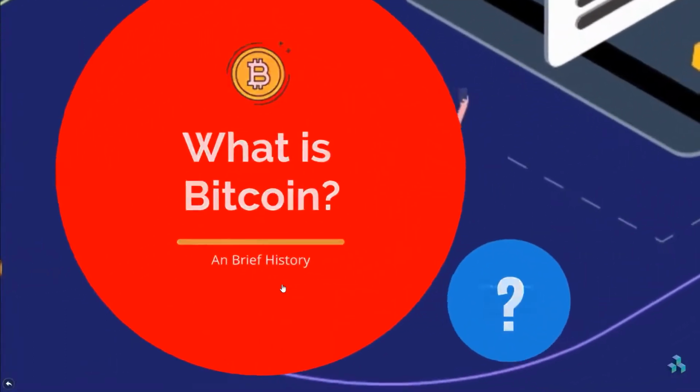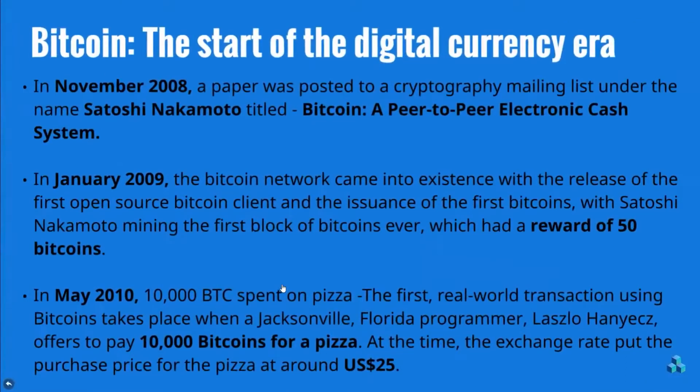What is Bitcoin? Alright, so in November 2008, a paper was posted to a cryptographic mailing list under the name of Satoshi Nakamoto.